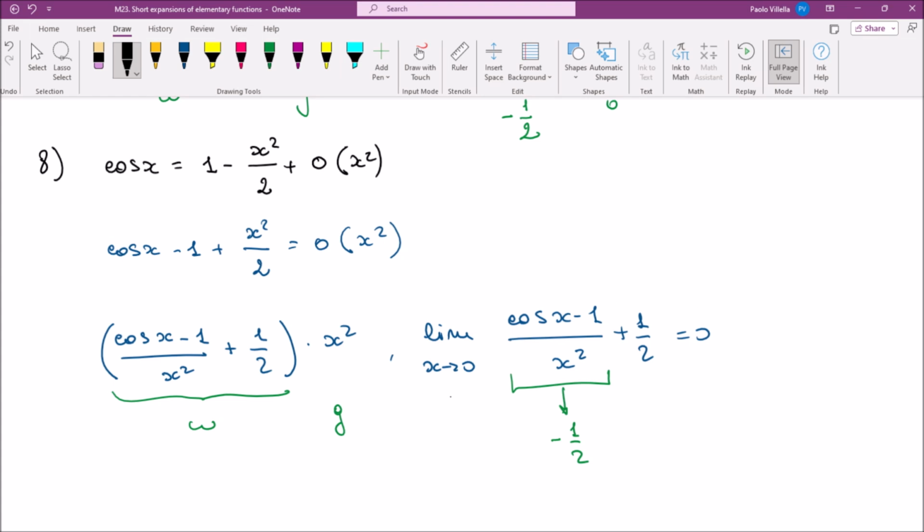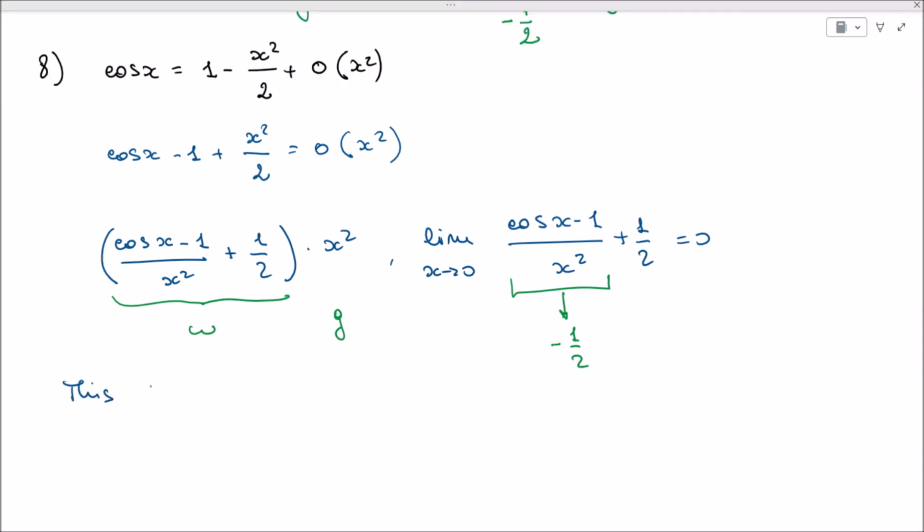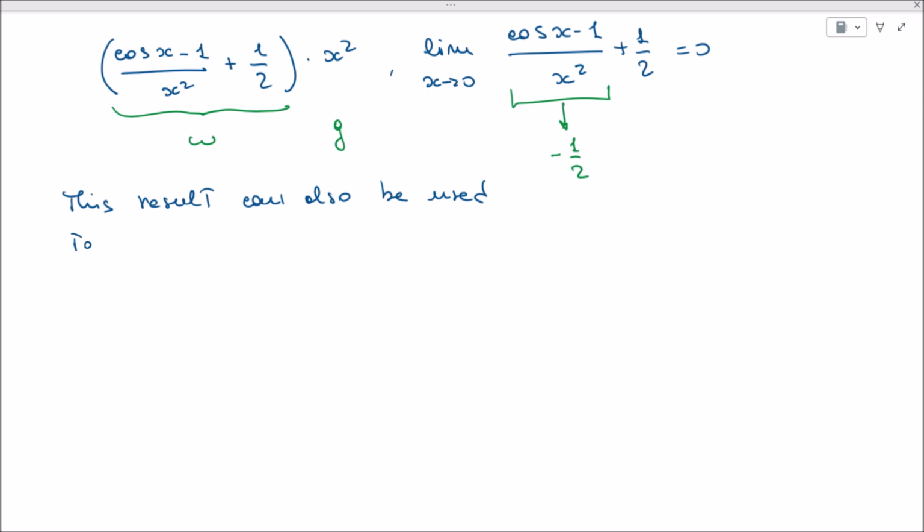Now, if we consider this result, we could possibly use this result, so this result can also be used to prove the expansion 7. And let me explain how. Remember that the expansion 7 was that cosine of x minus 1 was equal to little o of x, right?